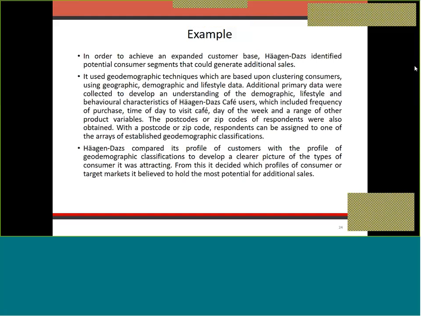users, which included frequency of purchase, time of day to visit the cafe, day of the week, and a range of other variables. With a postcode or a zip code, respondents can be assigned to one of an array of established geodemographic classifications. Haagen-Dazs compared its profile of customers with the profile of geodemographic classifications to develop a clear picture of the types of consumers it was attracting.